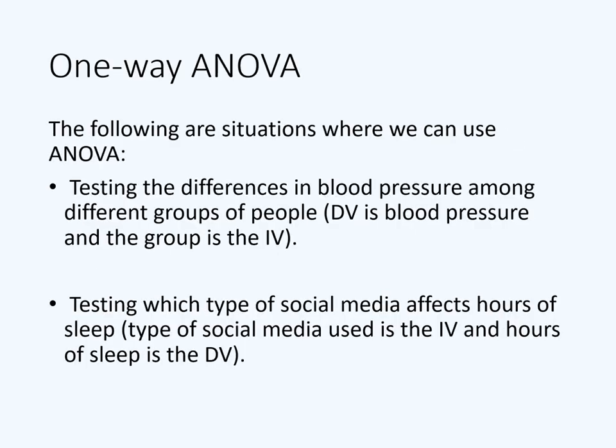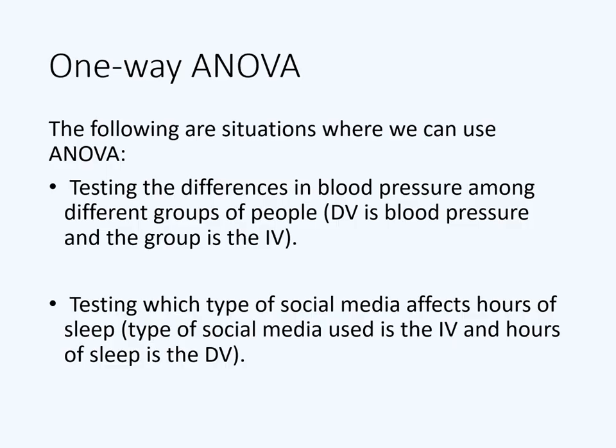Some examples of situations when we would use an ANOVA to test for significant differences between groups might be that we want to test the differences in blood pressure between different groups of people, such as people who engage in low, medium or high levels of exercise. So exercise level would be the independent variable that has three categorical levels, low, medium and high, and blood pressure is the quantitative dependent variable.